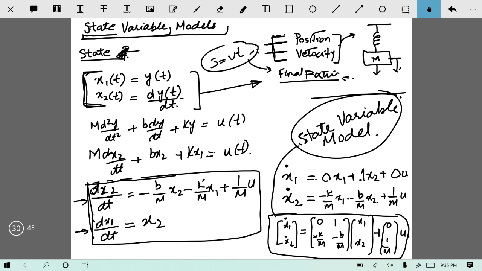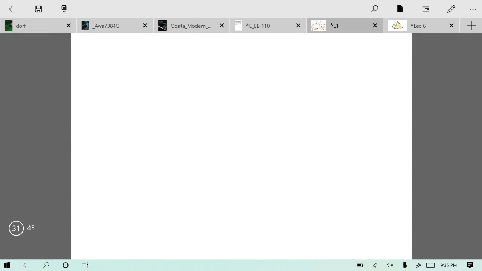Now, the important point to note is that the state variables may not remain the same for a given system. Let me write it as a bullet point. State variables for a given system are not unique. If you give the same system to two persons, one can set the state variables as position and velocity, and another person can have other state variables. He can say acceleration or starting point, any other parameter which helps him to find the final output or the final state.